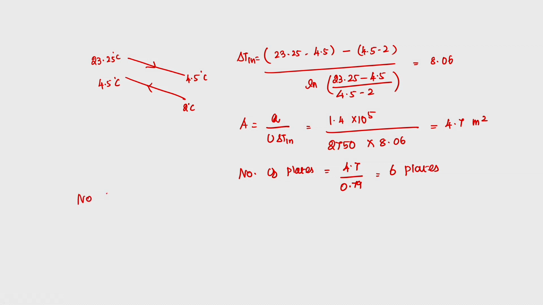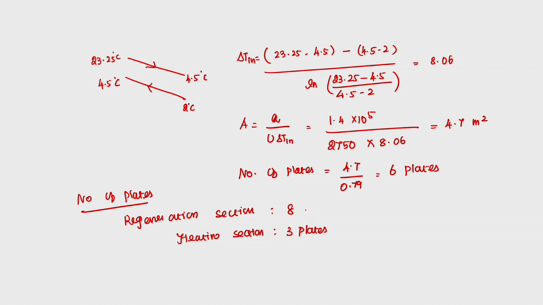So, the number of plates in each section: regeneration section around 8 plates, then heating section around 3 plates, then cooling section around 6 plates.